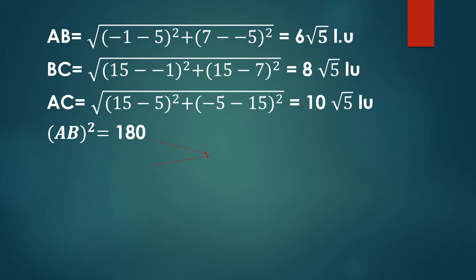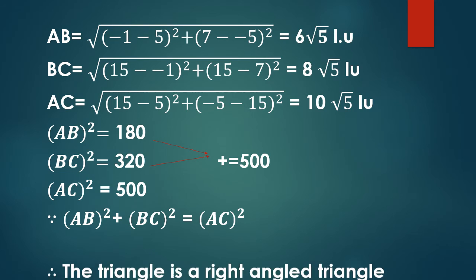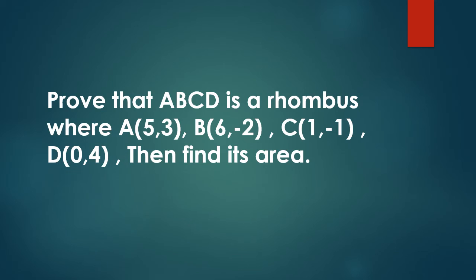To determine the type of this triangle according to angles, the next step is to square all the sides. Then AB squared will be 180, BC squared will be 320, and AC squared will be 500. If the sum of the 2 smaller ones equals the third, then this triangle is a right-angled triangle. 180 plus 320 is 500. Then AB squared plus BC squared equals AC squared. From this rule, this triangle is a right-angled triangle at B.